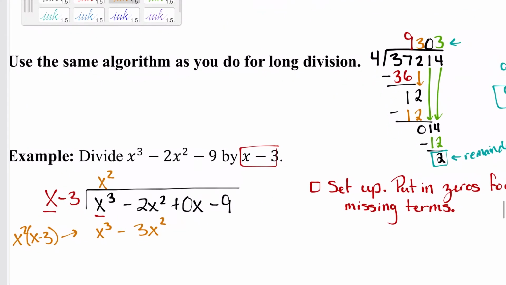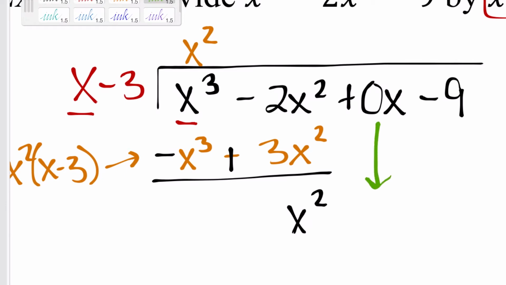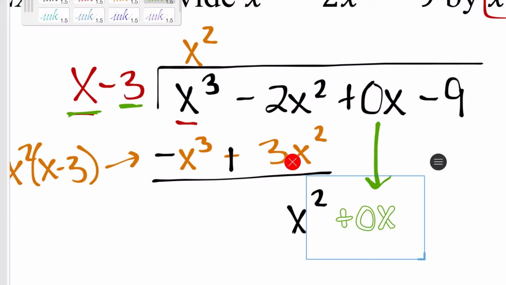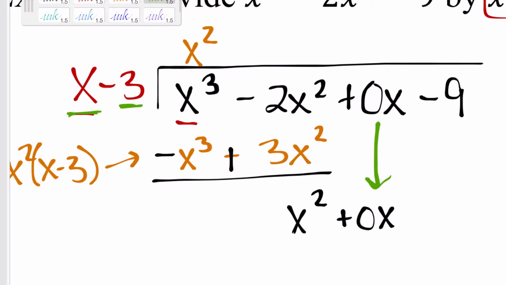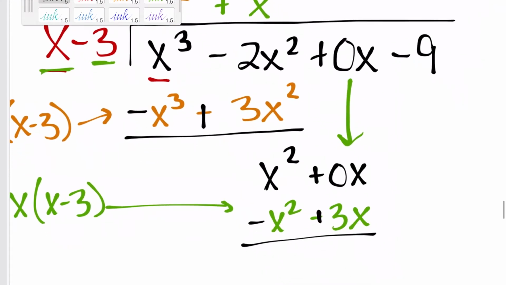Just like what we did above, I'm going to subtract this from what I'm dividing. So it changes both of those signs when I subtract. My x cubes cancel out, and negative 2x squared plus 3x squared is going to give me just an x squared. I'm going to bring down the next term. My divisor has 2 terms, so I want to make sure that I always have 2 terms that I'm doing the subtraction with. Now I'm looking at turning my x into x squared. So I'm going to multiply by a positive x. When I do that, I end up with x squared minus 3x. And again, I'm going to subtract, so I'm going to change both of those signs. I would end up with just a 3x.